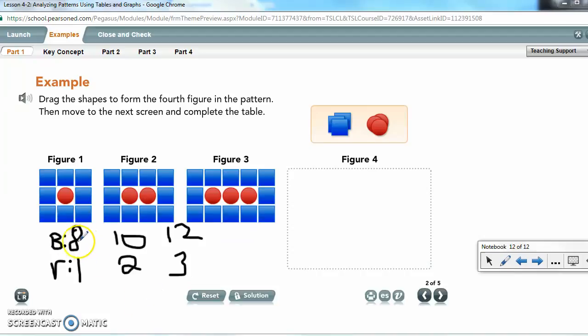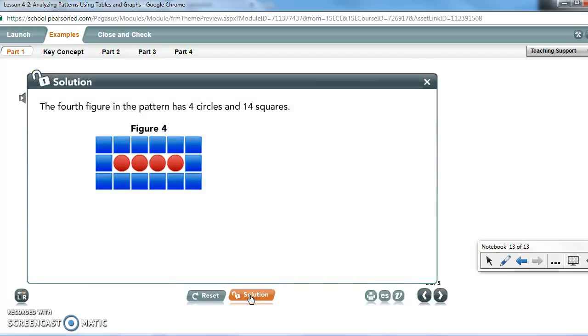So look at this and say, okay, well, what pattern is happening? We go from 8 to 10 and then 10 to 12. So each time I'm adding 2. So for figure 4, I should have 14 blue, and down here I'm just adding 1 each time and 4 red. So 4 circles and 14 squares.